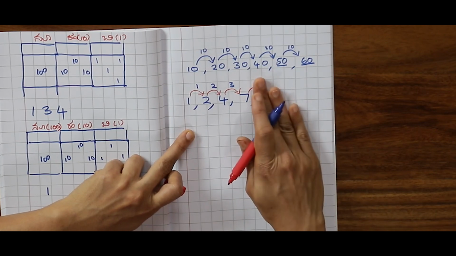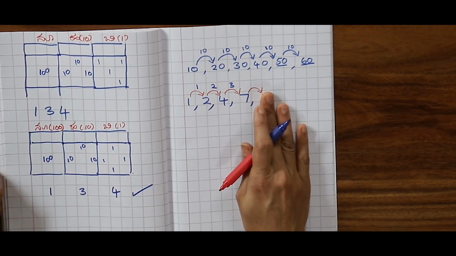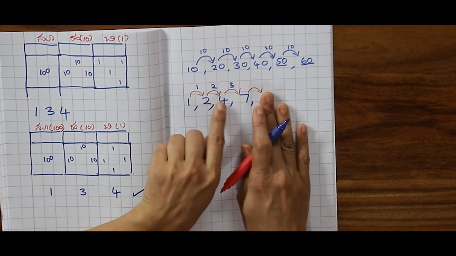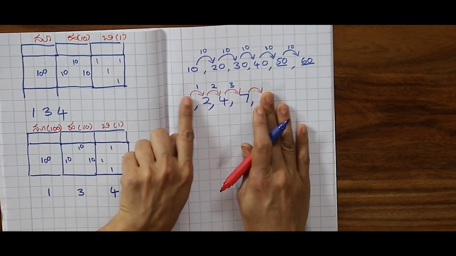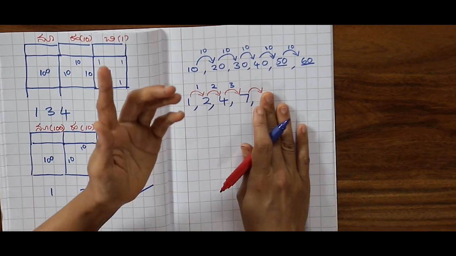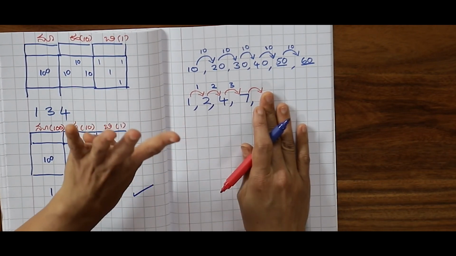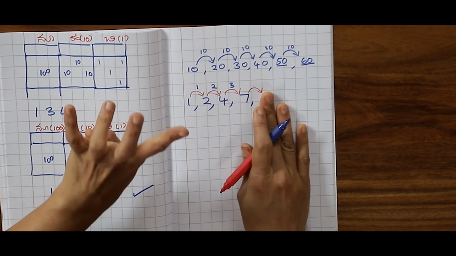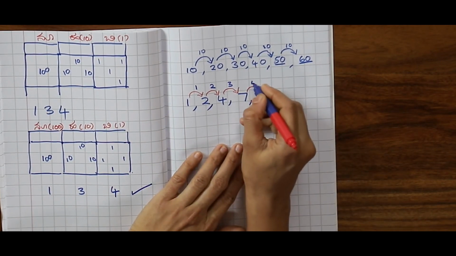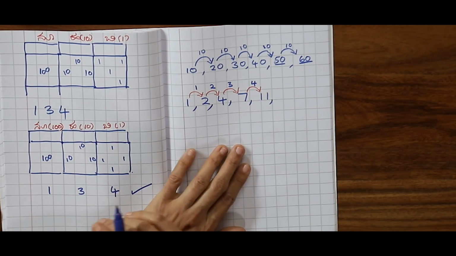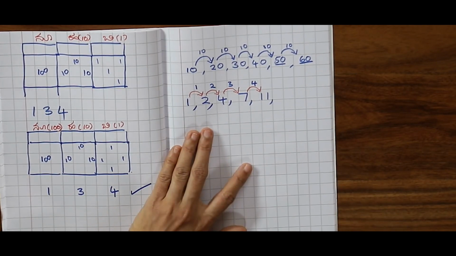Similarly, from 4 to 7, it is a 3-step skip. From 7 to 11, what could it be? We saw the 3-step skip. The jump is 1, 2 and 3, so it could be 4. So 7 to 11, it is 4 steps skipped. It could be 11. Yes, it is 11. So our counting is right.